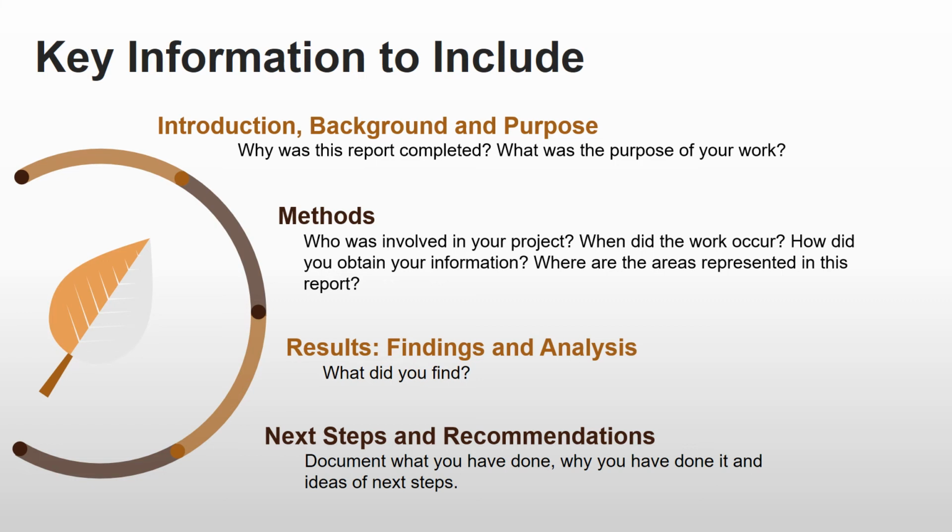When developing a land relationship assessment report, there are main sections that are often included in general assessments. The introduction, background, and purpose sections answer questions such as, why was this report completed? What was the purpose of your work? The methods section comes next and answers questions such as, who was involved in your project? When did the work occur? How did you obtain your information? Where are the areas represented in this report? After the methods section, you have the results, findings and analysis, and then next steps and recommendations.